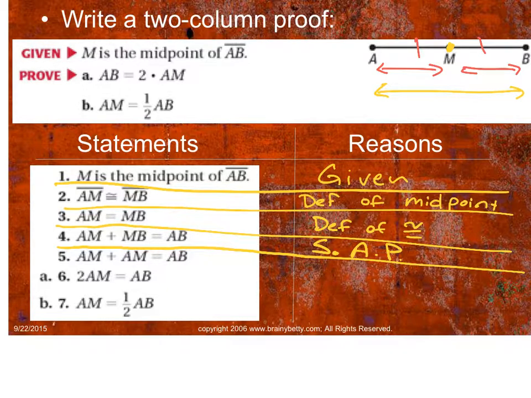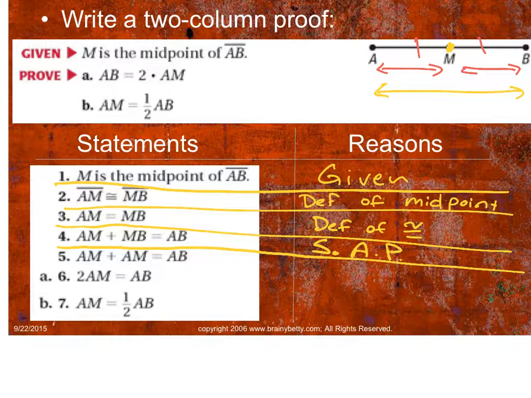Now, notice that line 4 and line 5 have changed only slightly. There's only a slight change. Yes, sir? What was substituted out and what was put in? The MB for the AM. And why were we allowed to do that? What gave us the reason? Which line says that we're allowed to do that?